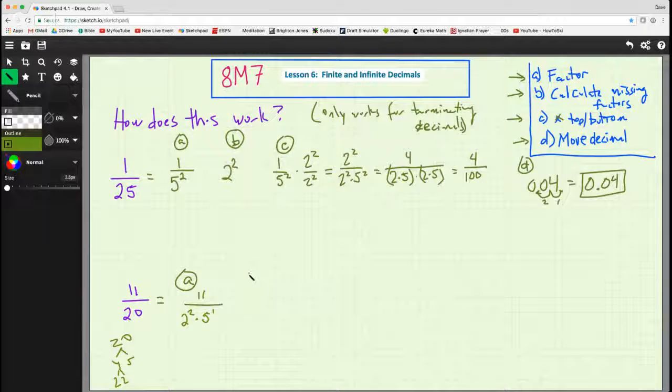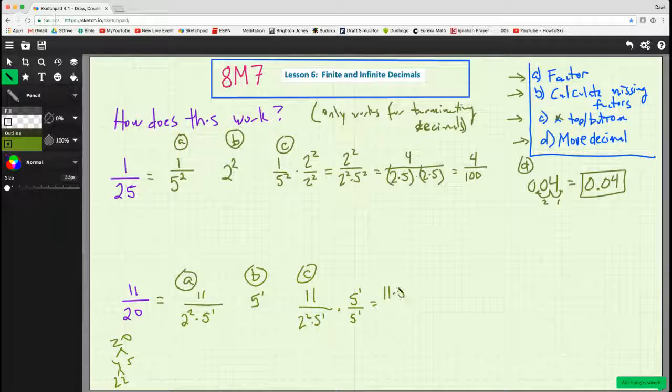So what are we short? We're short only one 5 this time. So we're short 5 to the first power. So now we're going to multiply top and bottom times 5 to the first over 5 to the first. And that equals 11 times 5 over 2 squared times 5 squared. So that's equal to 55.